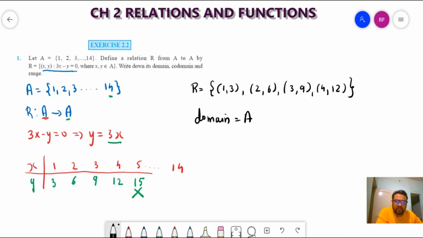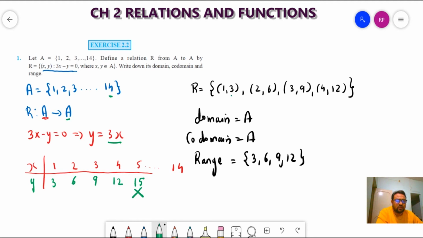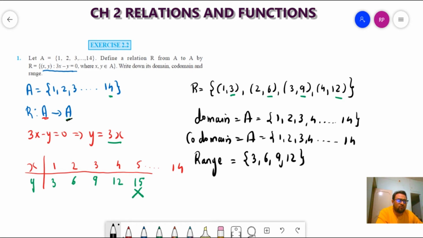So now domain will be equal to A, that is 1, 2, 3, 4 up to 14. Codomain, that is also equal to A. But range here will be equal to 3, 6, 9, 12. Okay, what is the range? So this one, 3, 6, 9, 12. Clear? If I need to list it down, then this will be same 1, 2, 3, 4 up to 14. Similarly here also, because this is the codomain. So 1, 2, 3, 4 up to 14. But in range, we only need to take these elements 3, 6, 9, and 12. Okay. So solve question number 1.